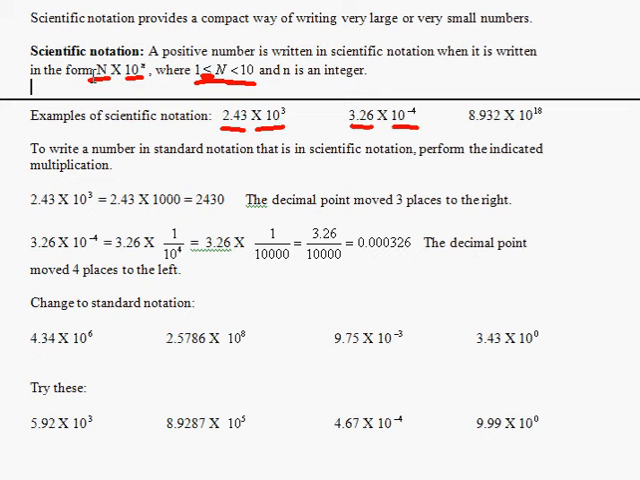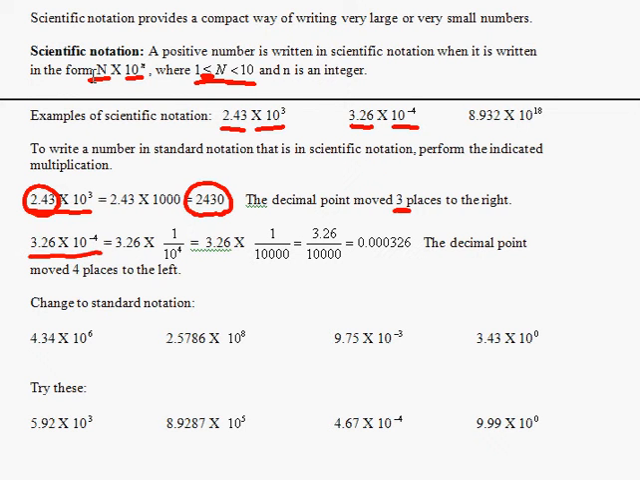If I want to write a number in standard notation that's already in scientific notation, I am simply multiplying. 2.43 times 10 cubed, back to that example, that's 2.43 times 1,000. 10 cubed, remember, is 1,000. So I'm multiplying 2.43 times 1,000, and that gives me 2,430. What I actually did there, from the 2.43, I moved my decimal point 3 places to the right to end up with 2,430.